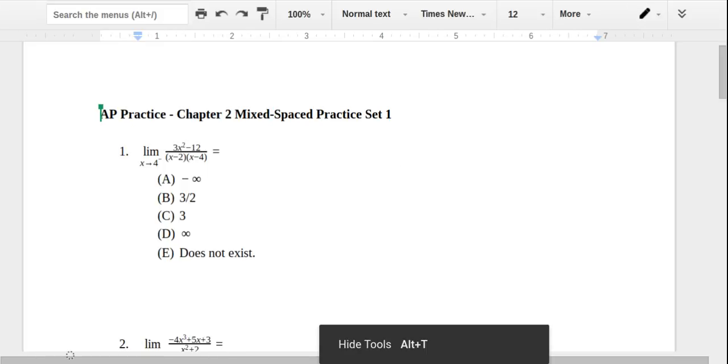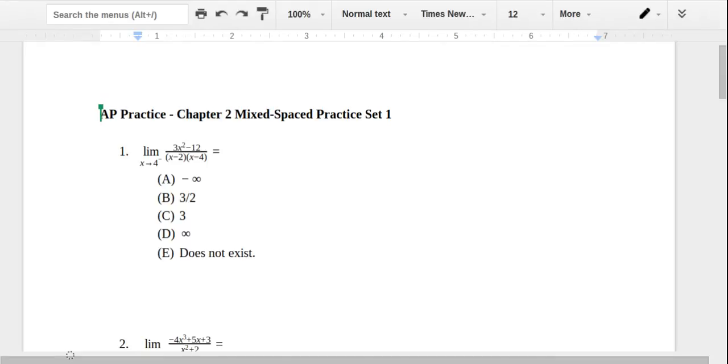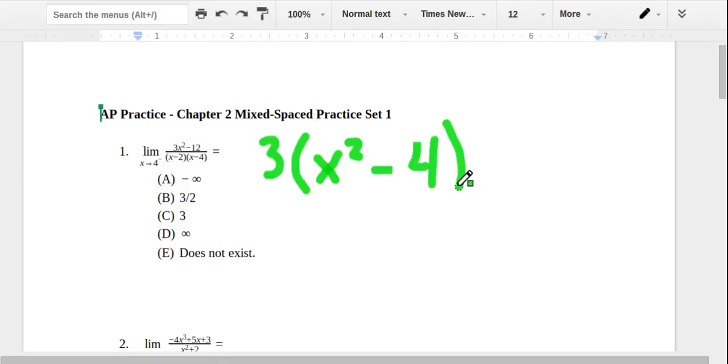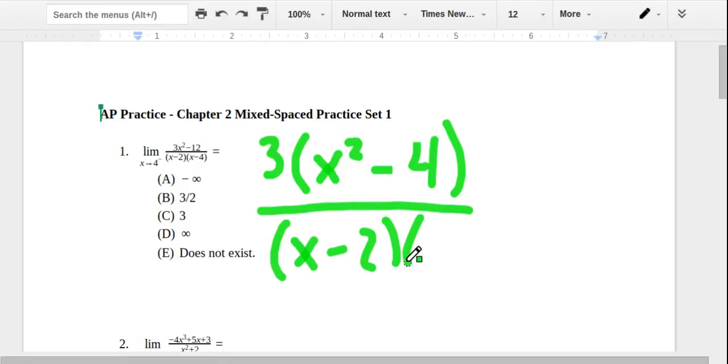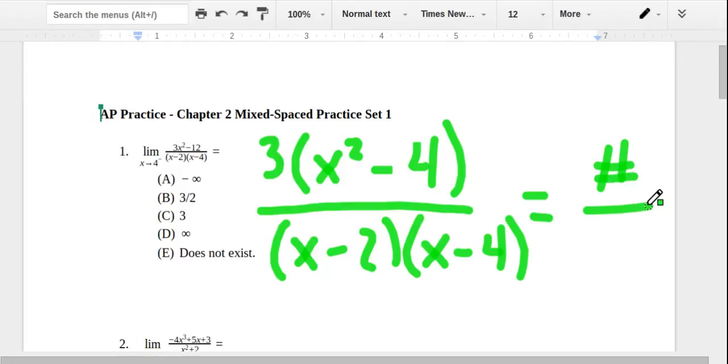All right, so we're going to go ahead and take a look at this limit as x approaches 4 from the left. Just to make sure, I'm going to start by factoring a 3 out of the numerator. So that gives me 3 times the quantity x squared minus 4 up top over x minus 2 times x minus 4. It's pretty easy to see at this point that my discontinuity is going to give me a number over 0 when I plug in that 4.